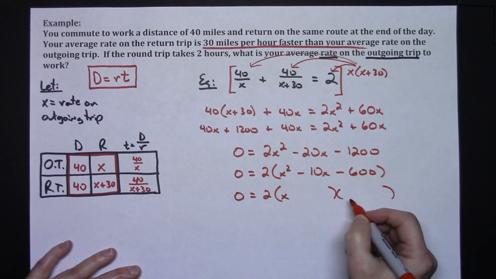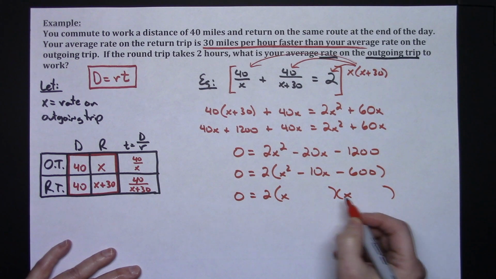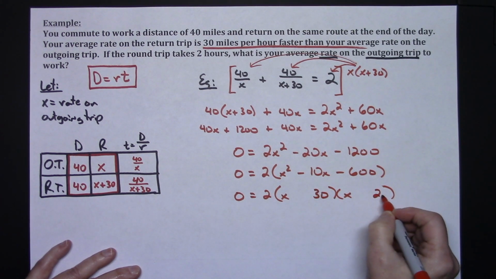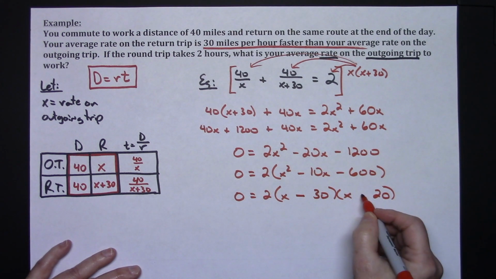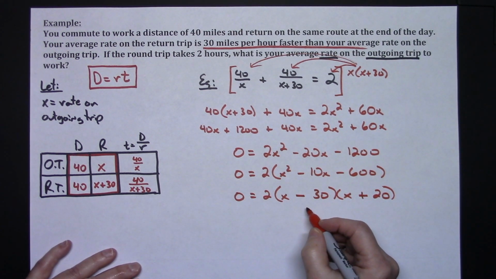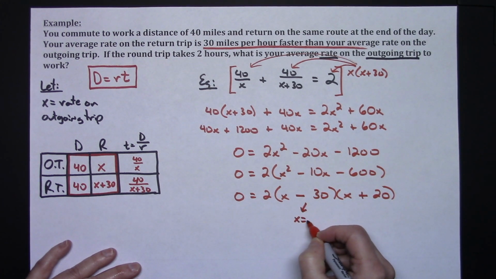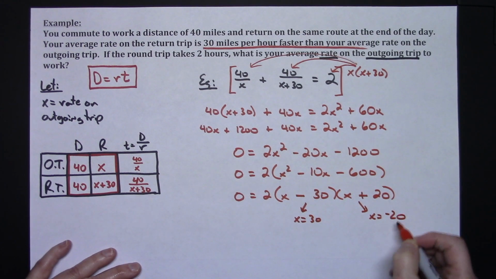I'm going to have an x and an x, and to get 600 it looks like I'll do 30 times 20. So 30 times 20. To get a negative 10 in the middle, the 30's got to be the negative, the 20's got to be the positive. Alright, now I can go ahead and solve this equation. So here I'm going to get x equals 30. Here I'm going to get x equals negative 20.